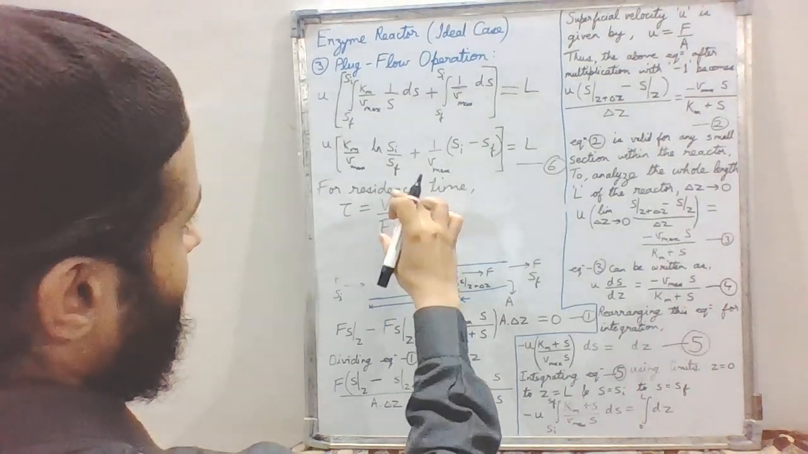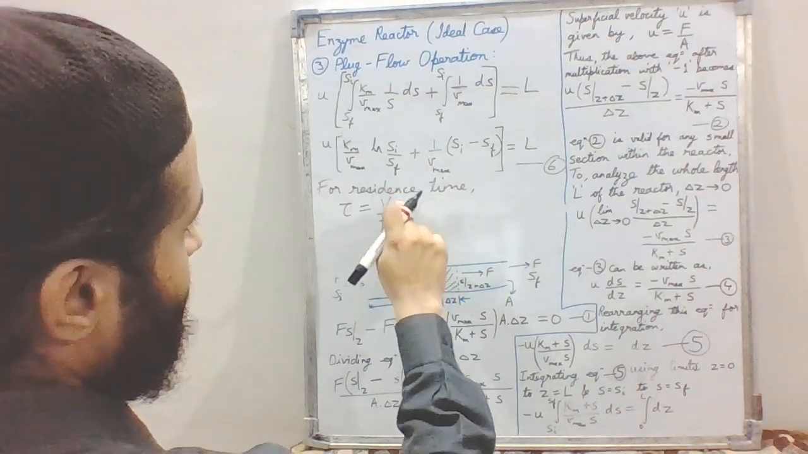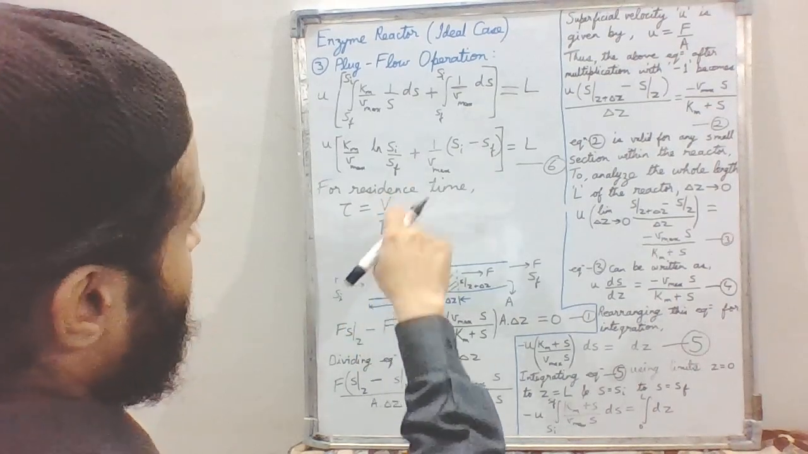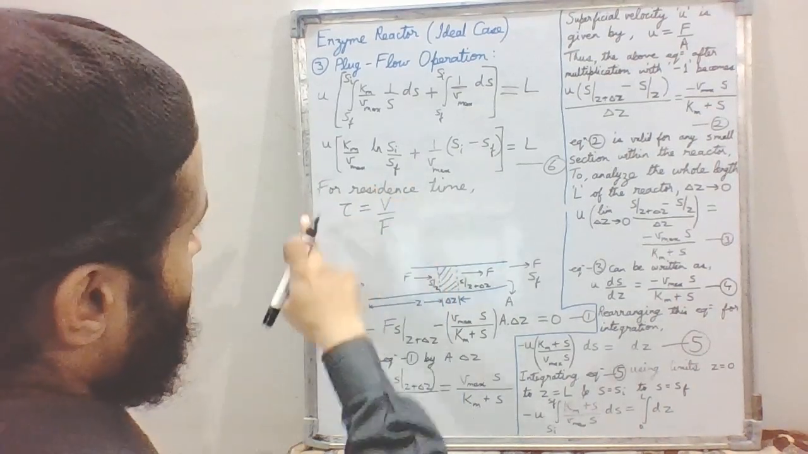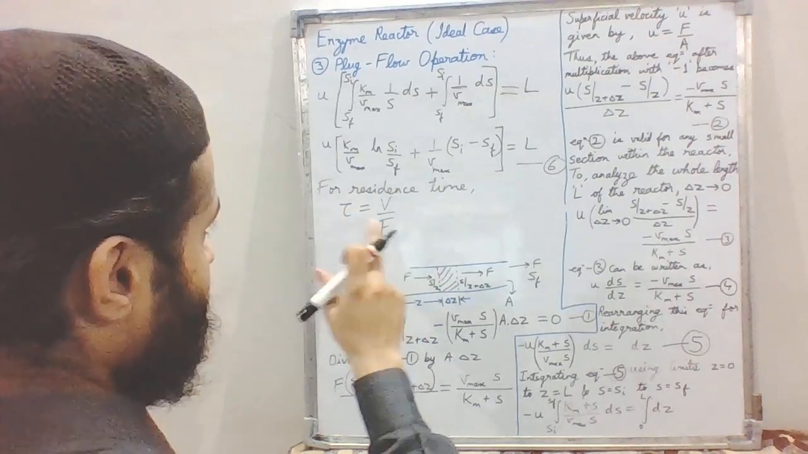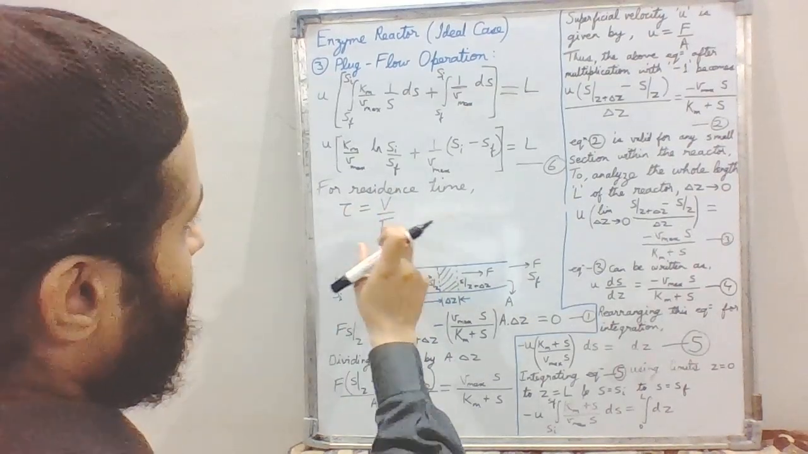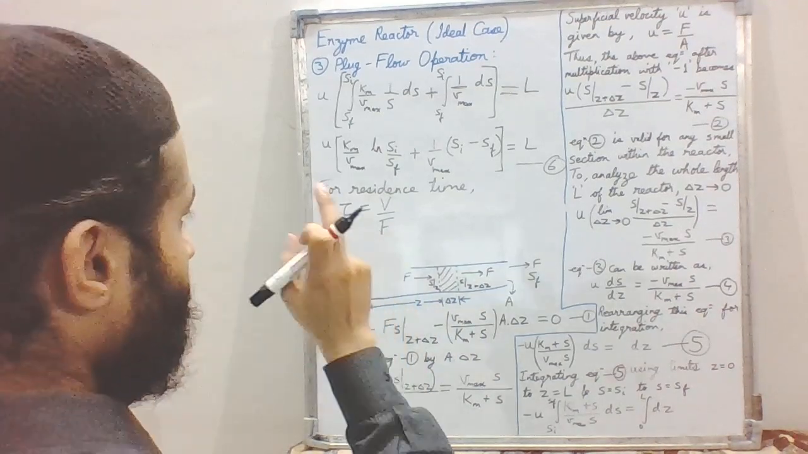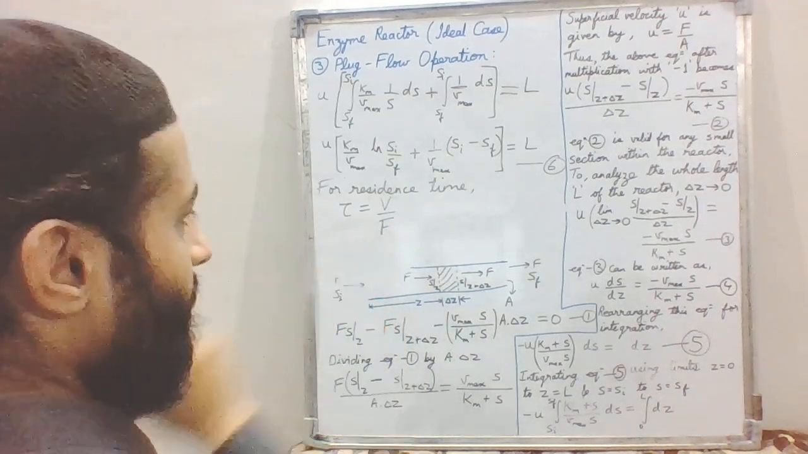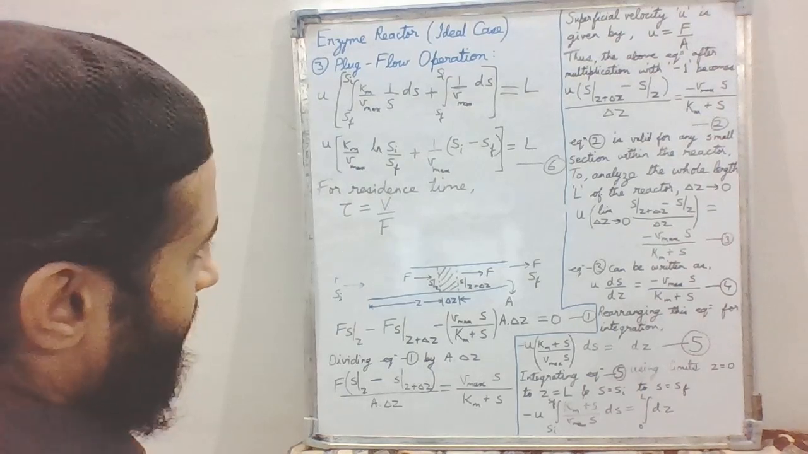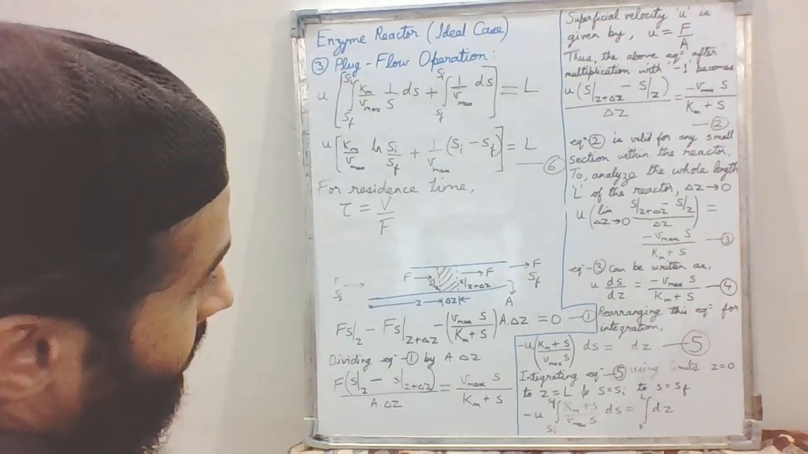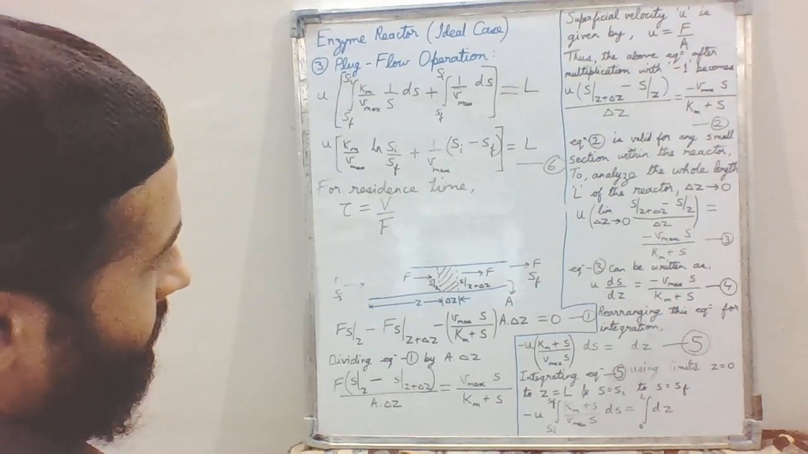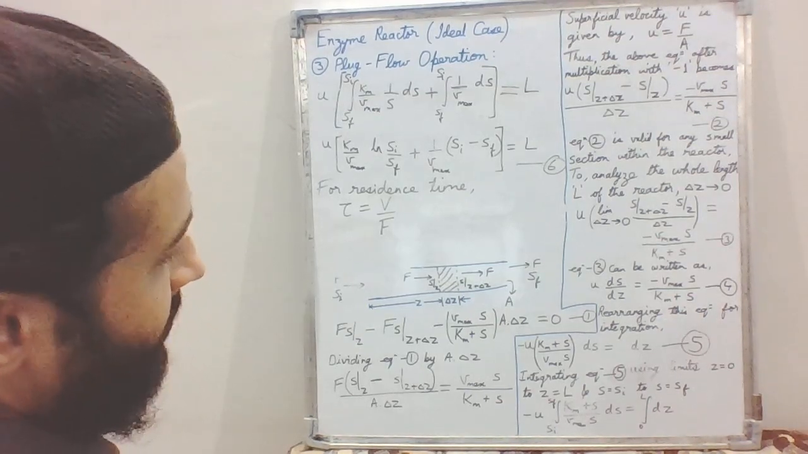So we can see that the unit of this is volume and this is volume per time. So ultimately we have the unit for this equation as time. So this is the residence time of the fluid element within the plug flow reactor, and therefore this will also be the residence time of the substrate within the plug flow reactor if the conditions are ideal, that is, there is no back mixing or any sort of deviation from ideality.